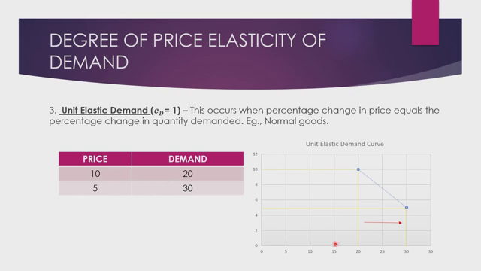Even in the diagram, it is a straight line which forms exactly 45 degrees. This triangle makes an exact 45 degree angle. It also forms a rectangular hyperbola. The unitary elastic demand curve slopes straight downwards, forming 45 degrees. So this is your unit elastic demand.